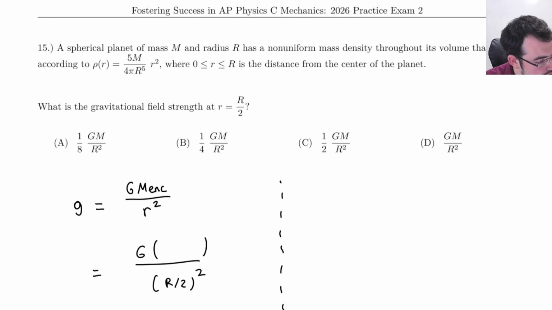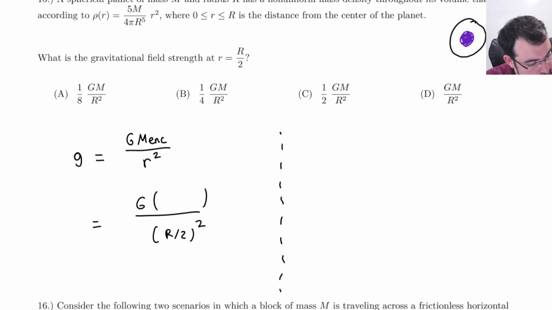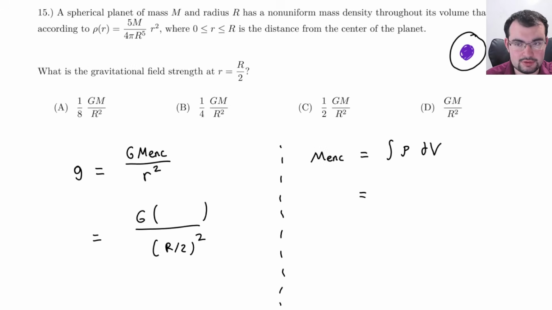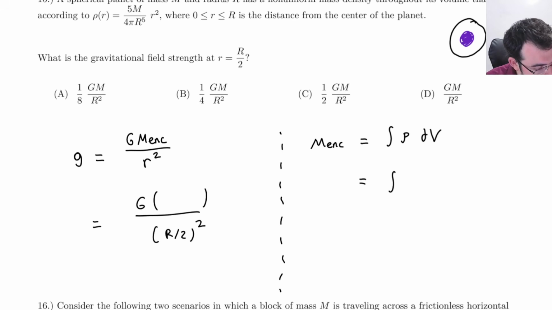So again, we have this spherical planet, and we're interested in the field strength at r over 2. So we need to find how much mass m is in that distribution. The enclosed mass can be found by integrating density with respect to volume. That's the trick here, it is a volume density. So how can I build a sphere? Well, I can build a sphere by taking my density function and multiplying by these tiny spherical shells.